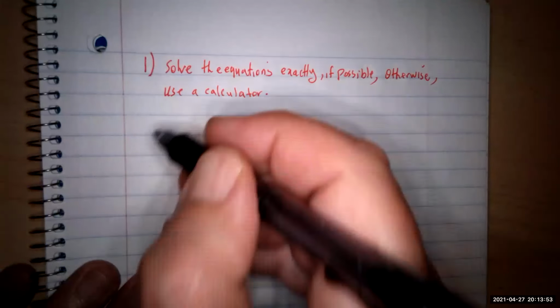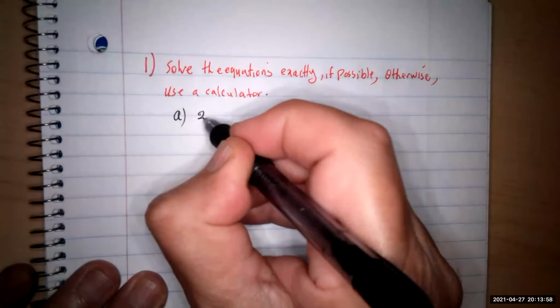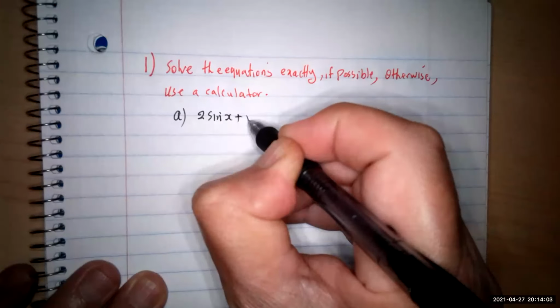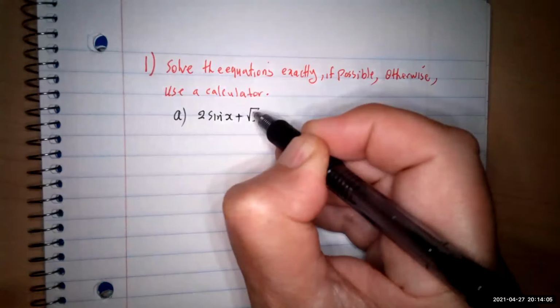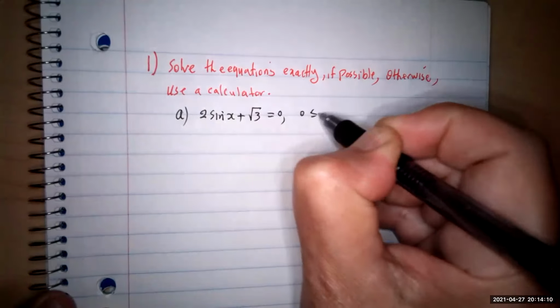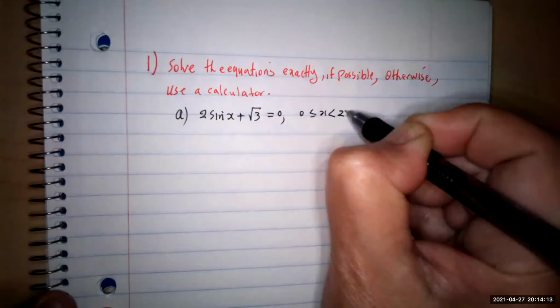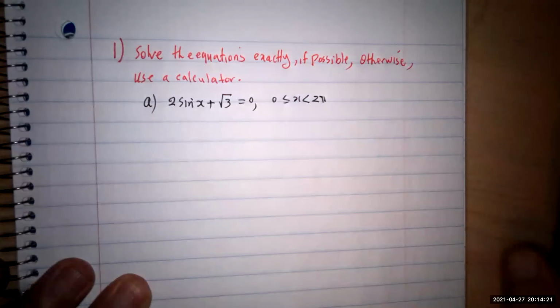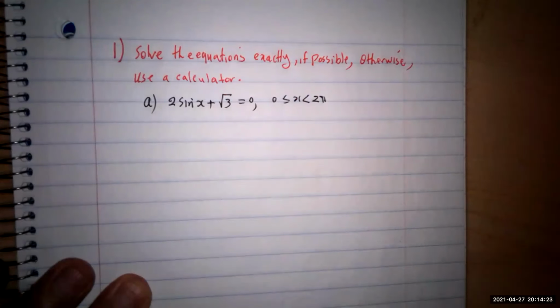Okay, are you ready? Part 1. The part 1 is a standard one: 2 sine x plus radical 3 equal to 0. And the interval is 0 to 2 pi. Okay, you know that this equation is a sine equation. So solve for sine first, carefully.